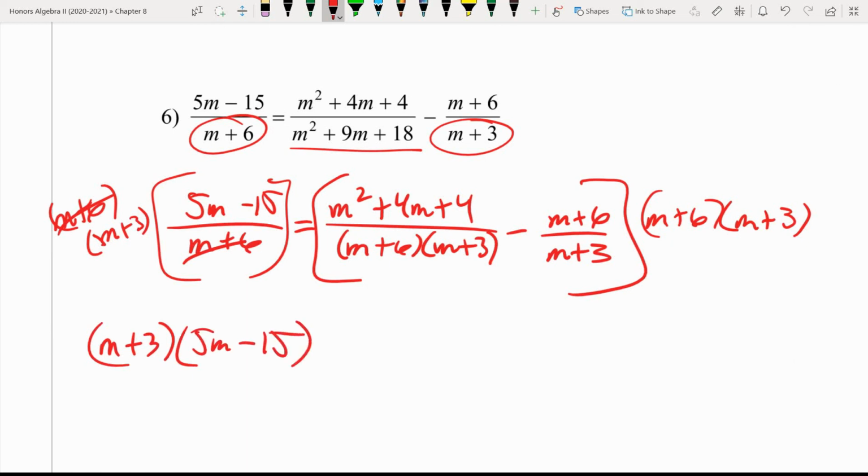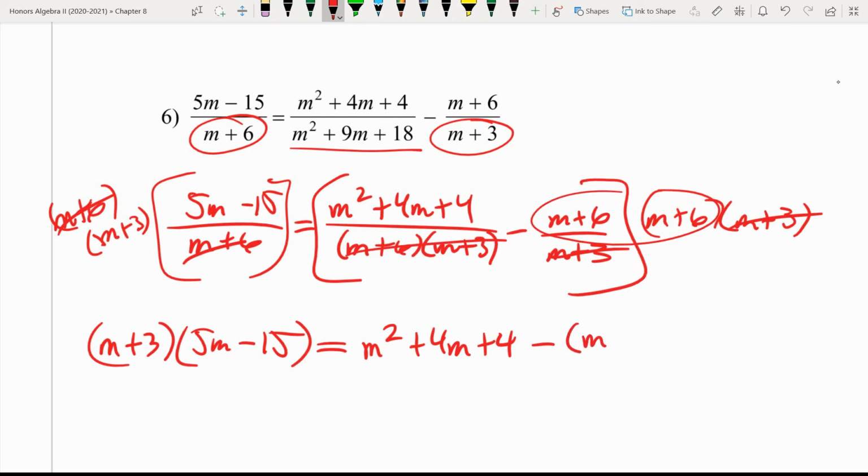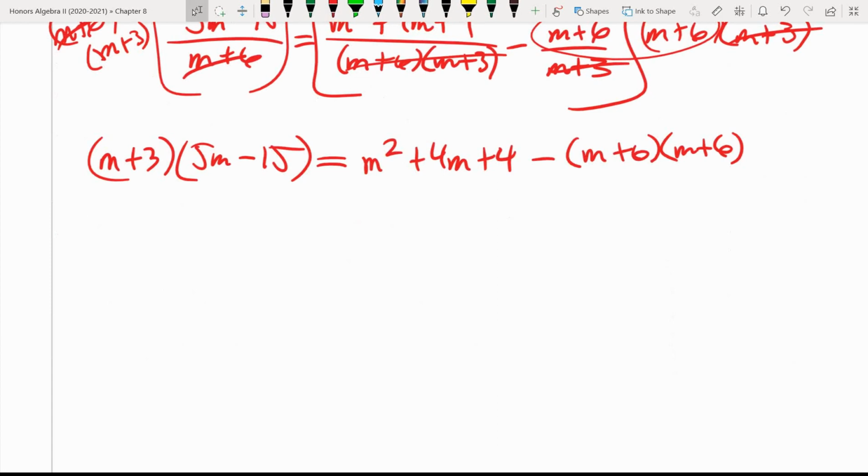Okay. And on the right-hand side, well, everything cancels for this one, so it's just left with m squared plus 4m plus 4, and only the m plus 3 will cancel on this, so I'm just left with m plus 6 times m plus 6, but it's minus m plus 6, m plus 6 there. You've got to be careful about that one. So yeah, you've got to do a little bit of multiplication here.